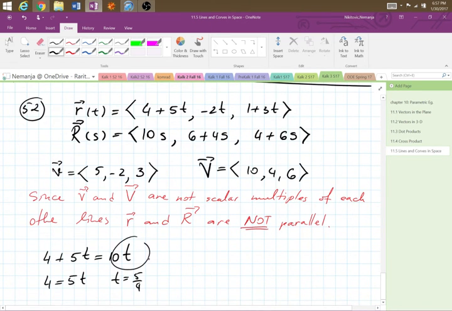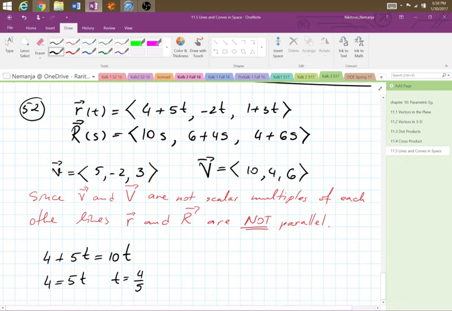So I change this s into t. What happened? That's what I said. Please pay attention. It's 0.8. So at 4/5 of a second, the first two coordinates are going to meet.